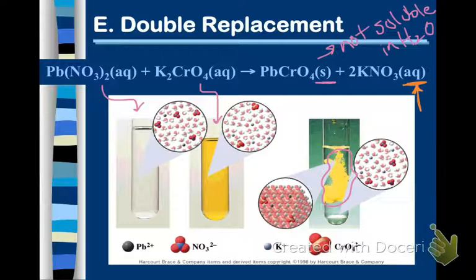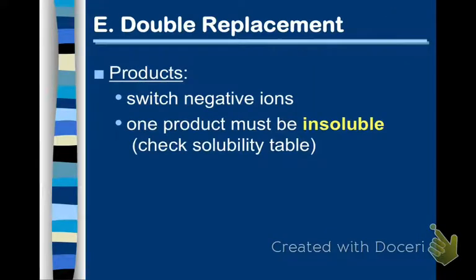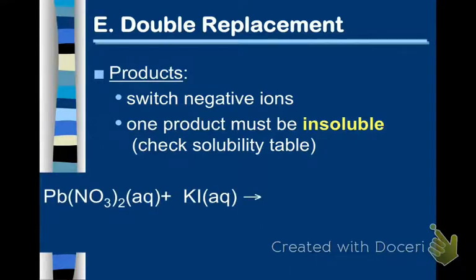Again, real easy. Switch your negative ions or switch your positive ions. You're going to get your new products to figure out what it is you're actually making. One product has to be insoluble. That's our precipitate that we're making. Check your solubility table. On this one, similar to what we looked at a while ago, lead 2 nitrate is a nitrate. It's soluble with potassium iodide. That's covered in rule number 1. Potassium compounds are soluble.